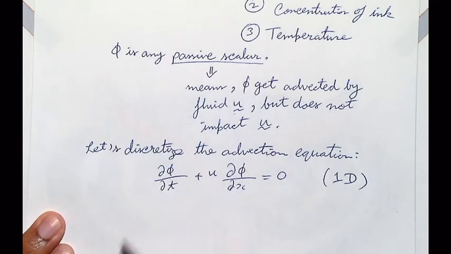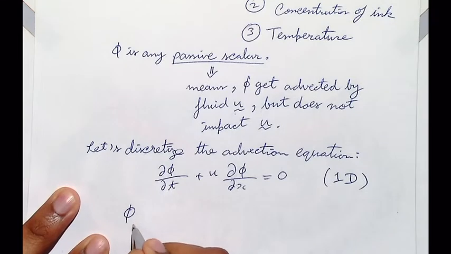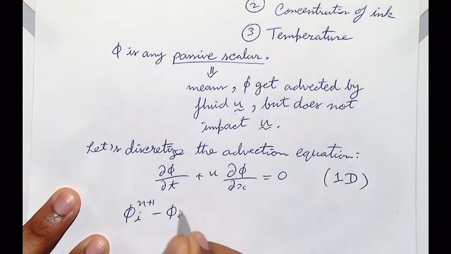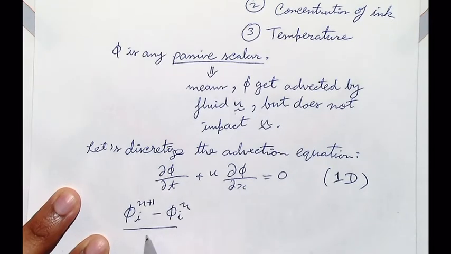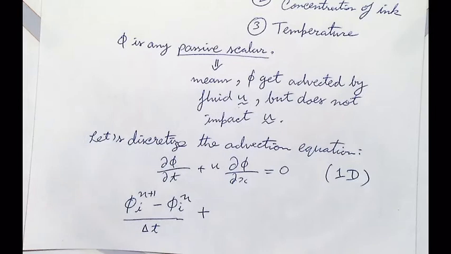How should we discretize the time derivative? Was it forward or central? All right, let's use forward as you said. So we will say phi i n plus 1 minus phi i n over delta t. And the second one, this space term, how do you want me to discretize it?